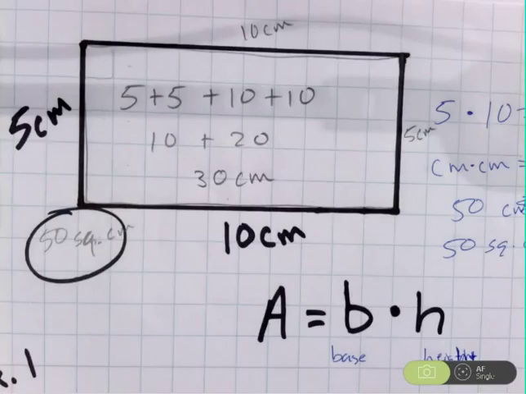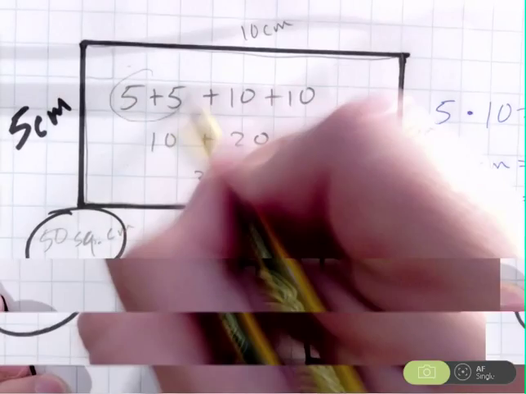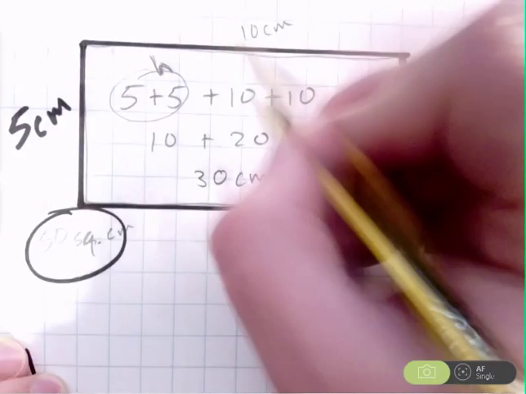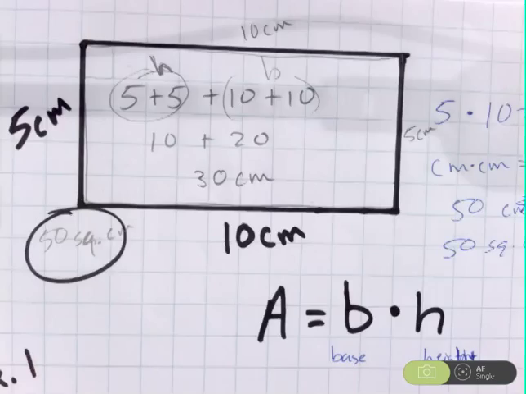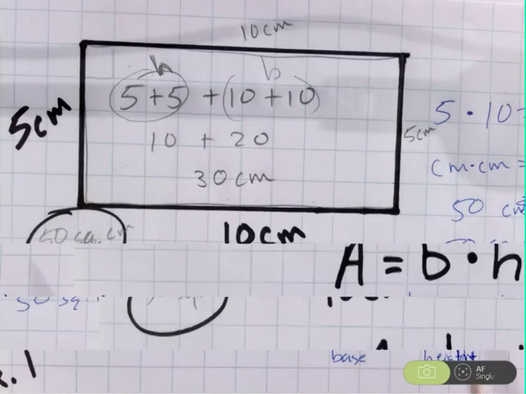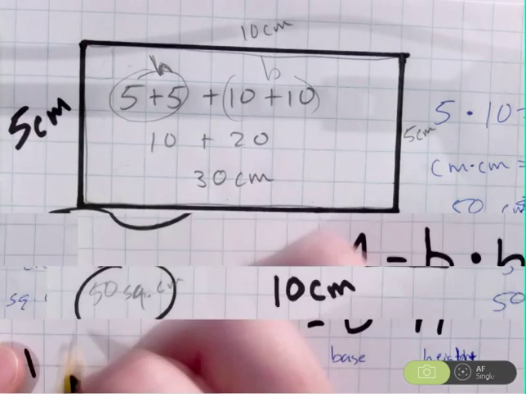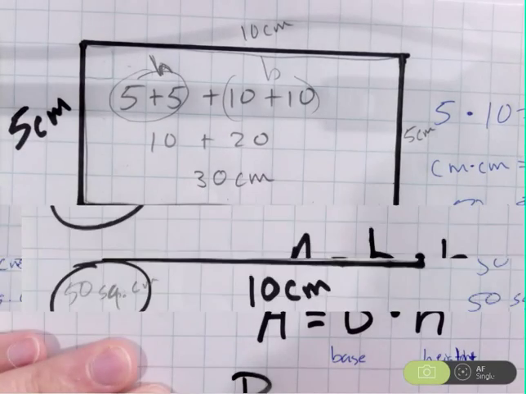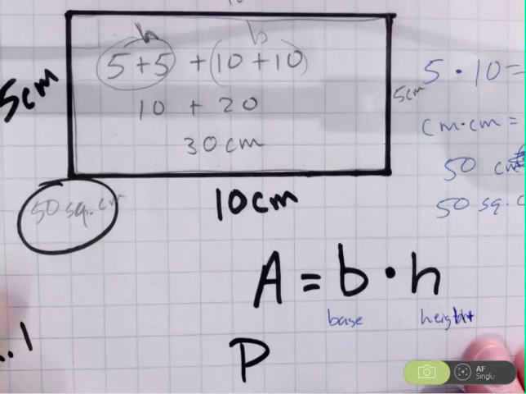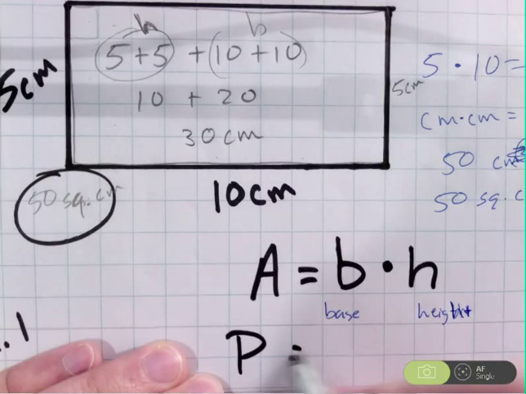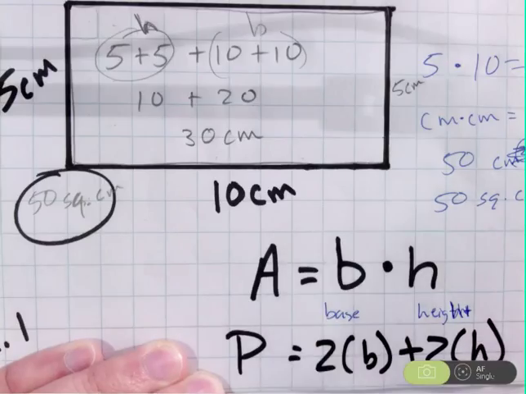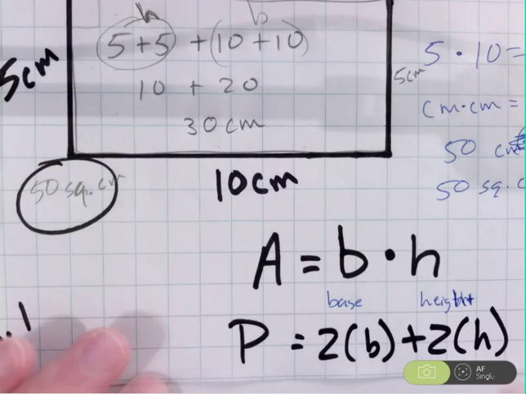Now look, both of these were the heights, and both of these were the bases. So you could sort of say the perimeter is equal to 2 times the base plus 2 times the height. That's sort of the formula for the perimeter of a rectangle.